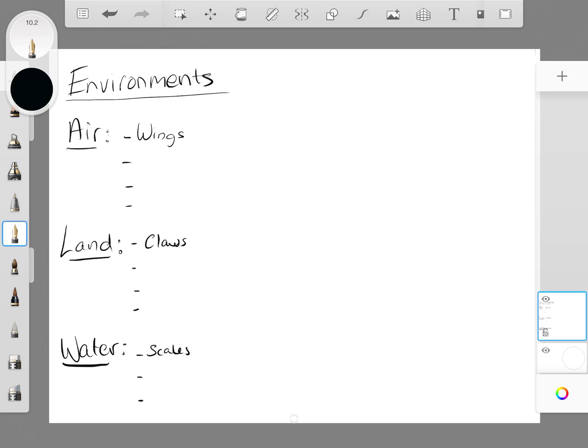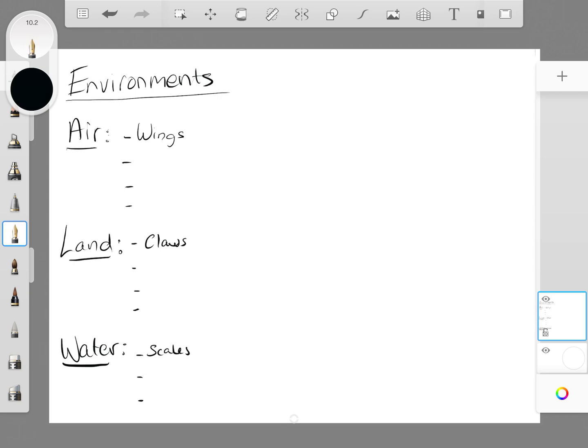What I want you to do is continue to plan as many different features for those environments as you can think of. You don't need to limit yourself to 4. You can do 10, you can do 20. It's up to you. Maybe for one particular environment you have lots of ideas, and fewer ideas for some of the other ones.